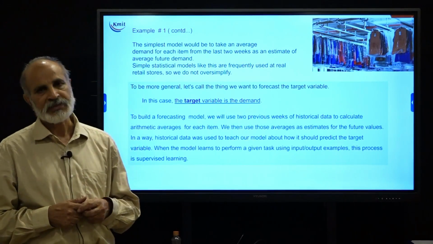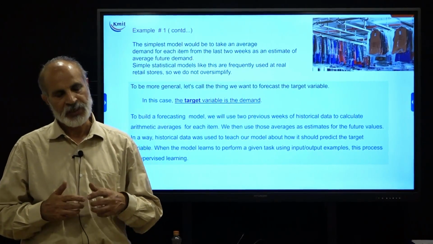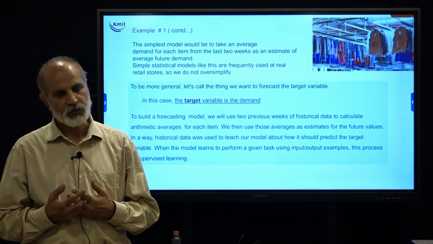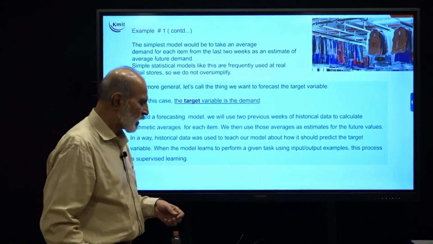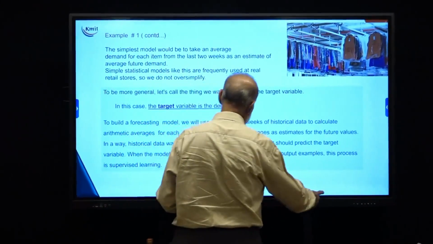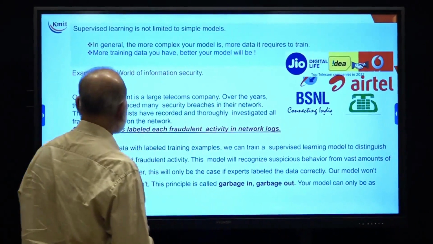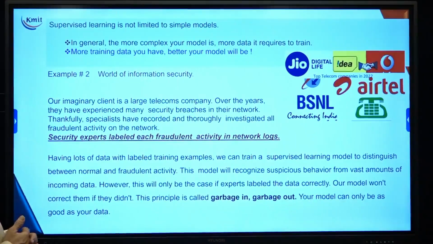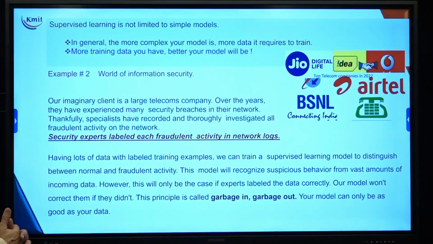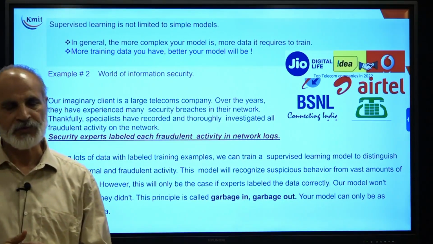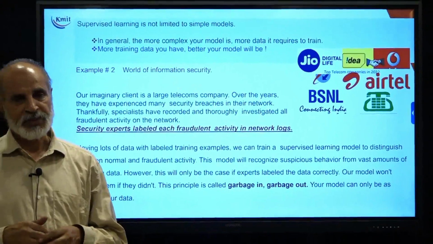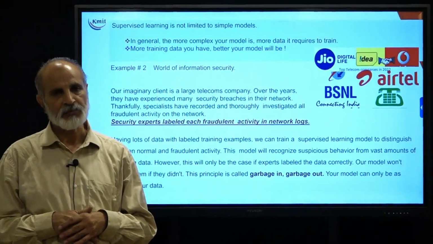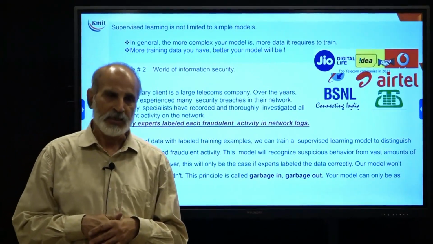When the model learns to perform a given task using input-output examples, we use the word supervised learning, because I know the answer. I am trying to predict the answer, but the value is a known value. This kind of learning in machine learning and data science is supervised learning. Supervised learning is not limited to simple models. In general, more complex models are available, and the more training data you have, the better the model will be. So the more training data I give to my model, the better accuracy I can achieve.